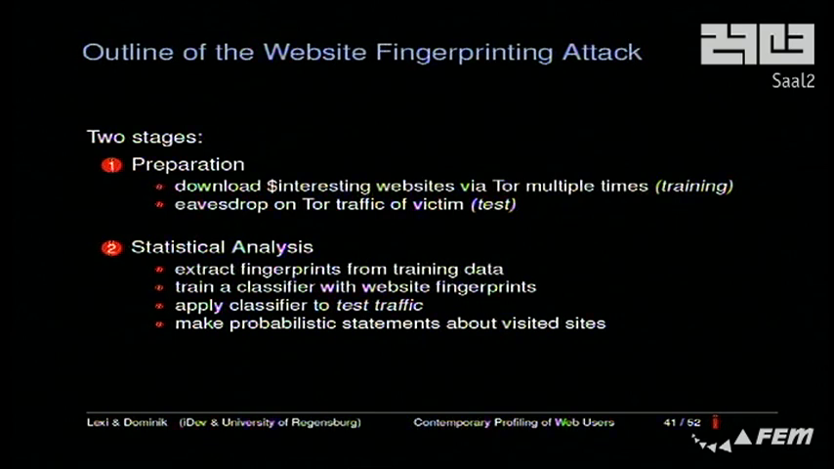The second part of the preparation phase is eavesdropping on the victim, which is supposed to be easy in this talk. We're not talking about how to do that. And this will be the test data for the classifier. And then the attacker goes down into a cellar and basically classifies, does statistical analysis.